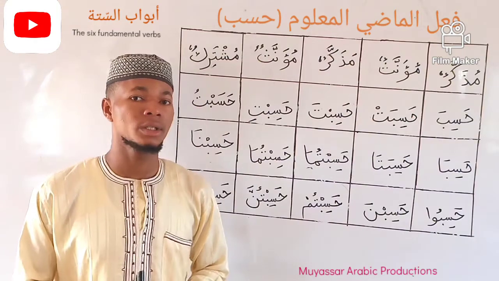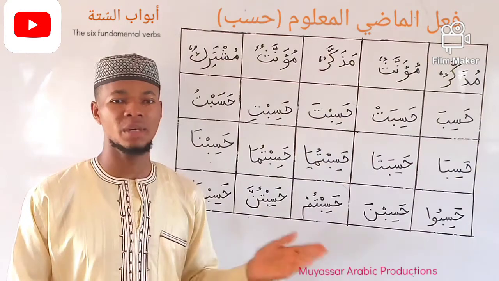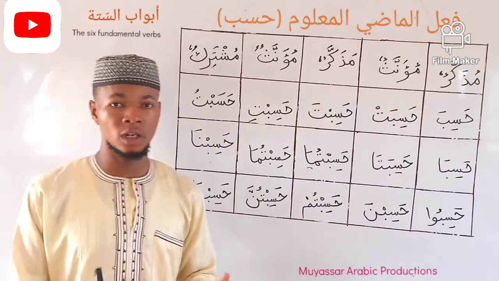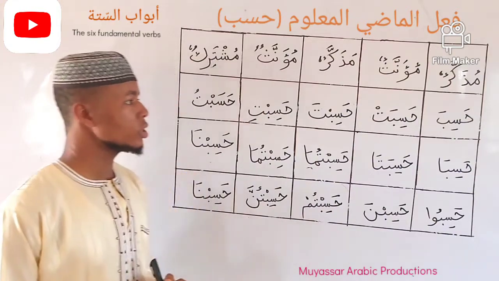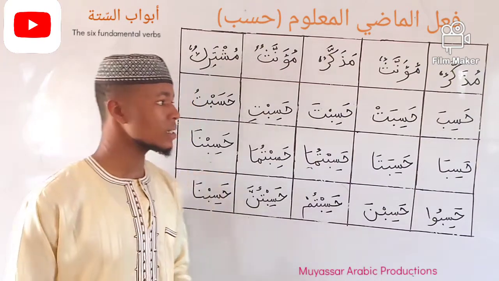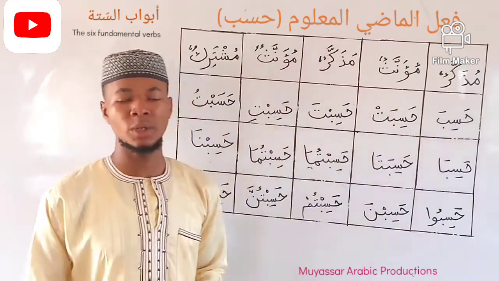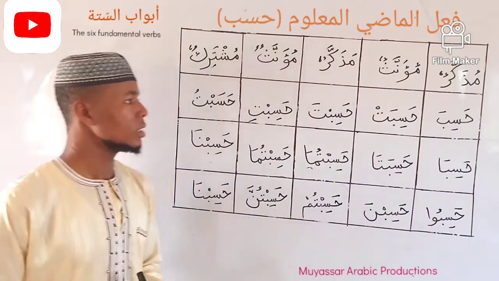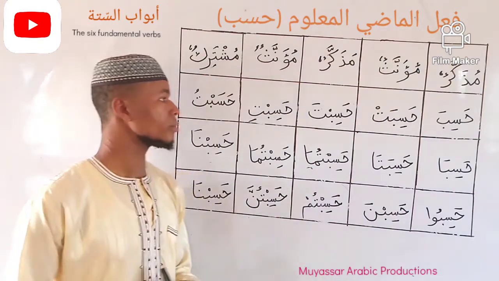Now let's look at the passive form of the verb, that is fi'l al-madi al-majhul. Now in Arabic language, we earlier said that when you want to change a verb from its active form to a passive form, all you are required to do is to change the first letter to dhamma and also change the second to the last letter of the verb to kasra. So here you have husiba, meaning he was counted, that is in passive form. Now the next will be husibat, meaning she was counted.